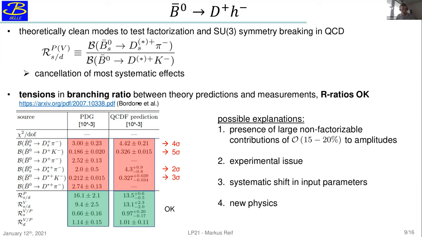There is this paper from Bordone from 2020, which compares QCD factorization predictions with what we actually have in the PDG, and they observe quite heavy tensions in the branching fractions, up to 5 sigma in the B2DK channel. What is very interesting is that the ratios between those branching fractions agree well. So you only have the tensions in the branching fractions, but not in these ratios. They also provide a list of possible explanations for why we have these tensions. I hope that it's not an experimental issue. The coolest, of course, would be if it's actually new physics that explains it.